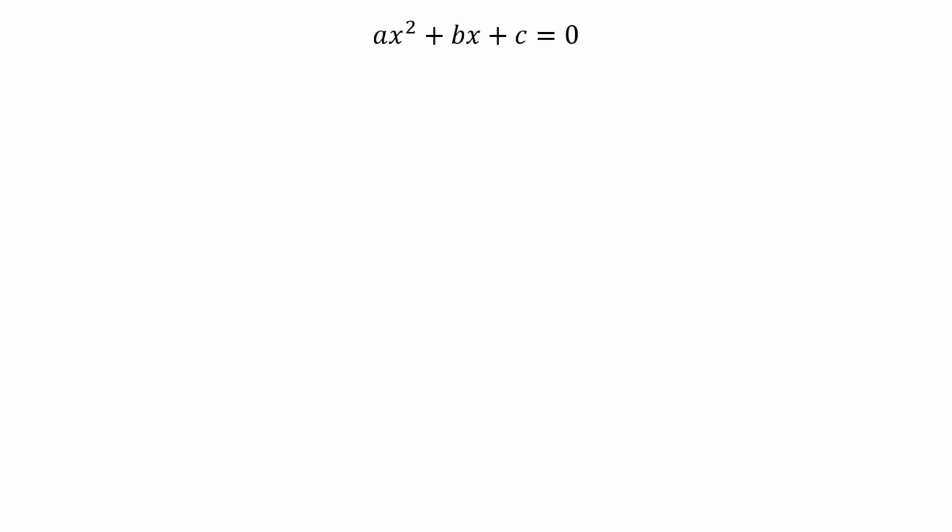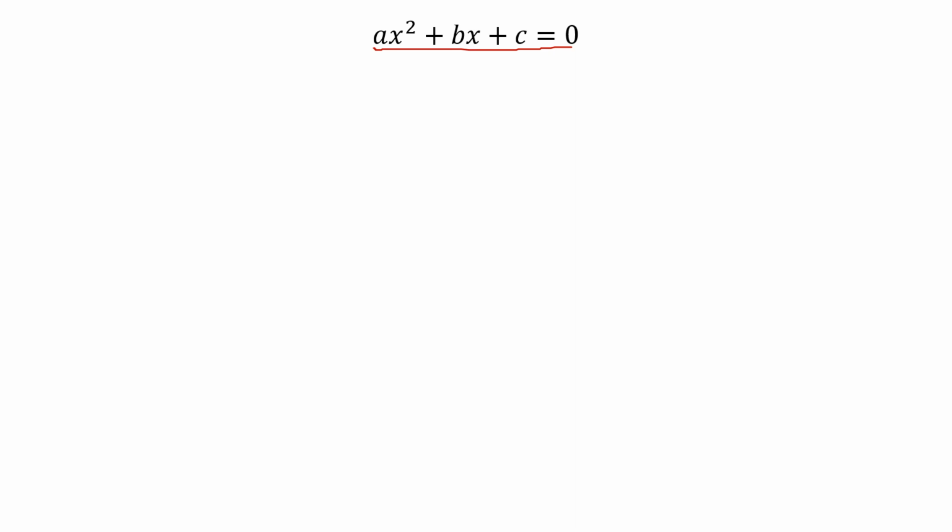Let's start with the general form of a quadratic equation. Any quadratic equation can be expressed in the form ax² + bx + c = 0. So I will start from here. The method that we use to derive the quadratic formula is by completing the square. So I want to complete the square.